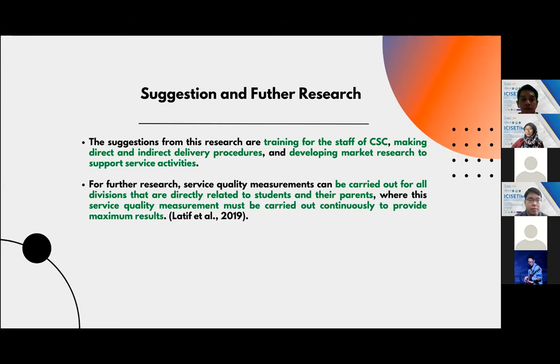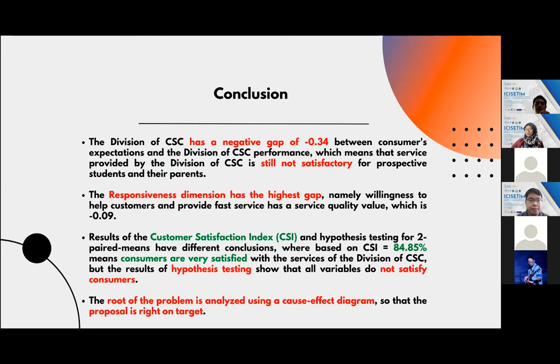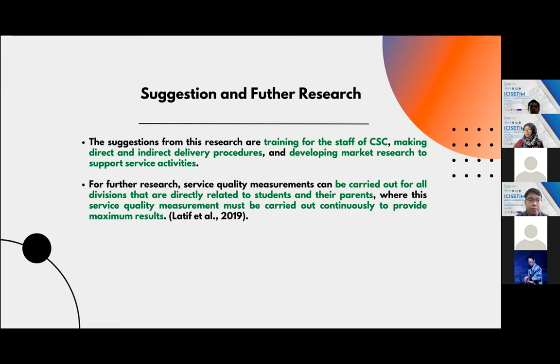Okay, the conclusion of this research is that the suggestions are training for the staff of creativity and student consulting. The training is meant to increase the knowledge of the staff and also make it easy for them to do marketing on target. After that, making direct and indirect delivery procedures is very important because there is no procedure, so they do the job not by procedure. So the satisfaction rate is very different and varies widely.